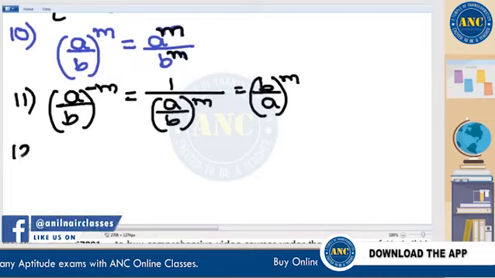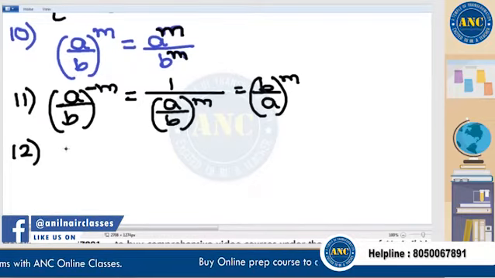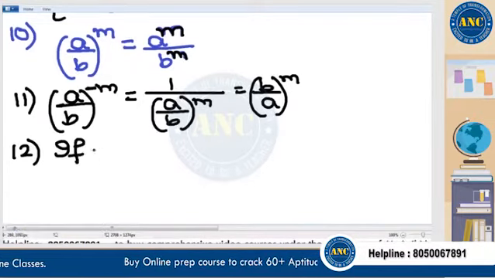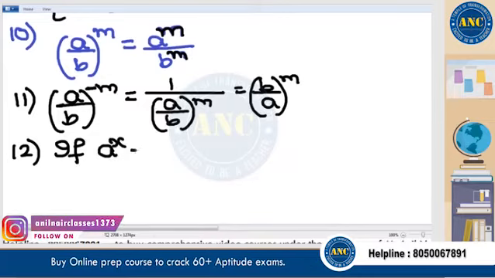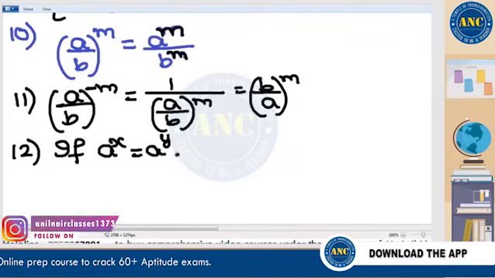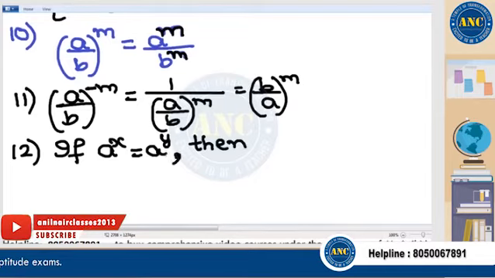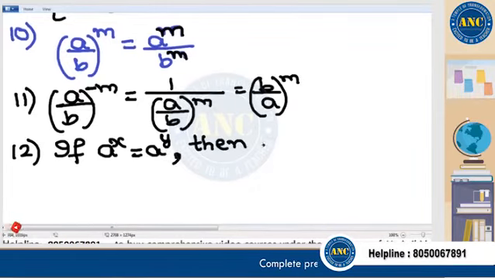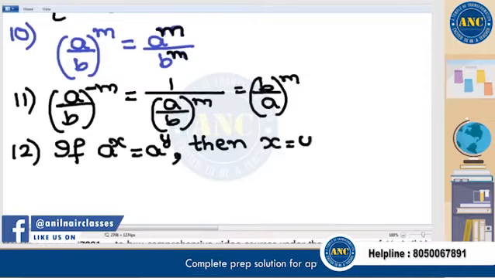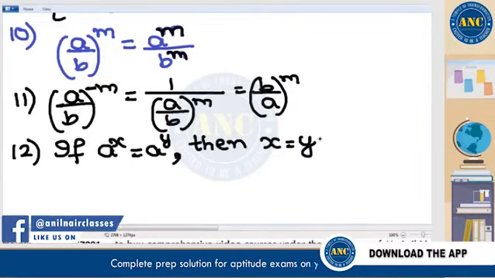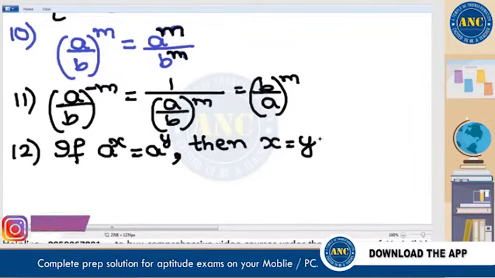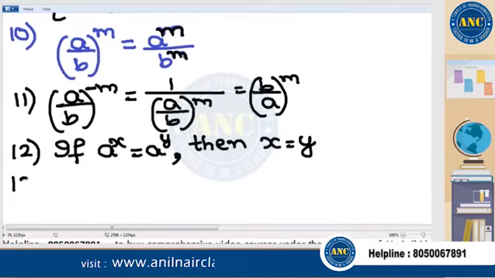And probably two or three more which we can derive: if a power x is equal to a power y, if the bases are the same, ignore the bases and equate the powers, then x will definitely be equal to y. If bases are the same, ignore the base and equate the powers. Similarly, the reverse is also true.